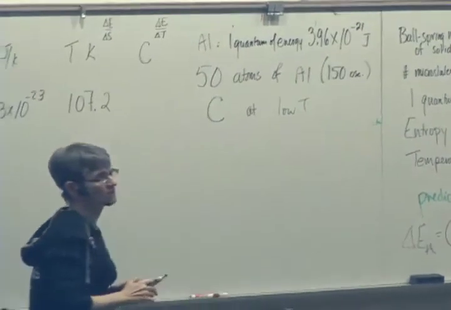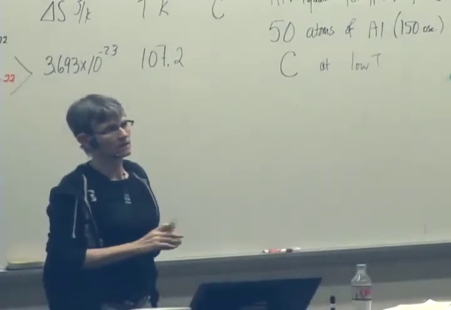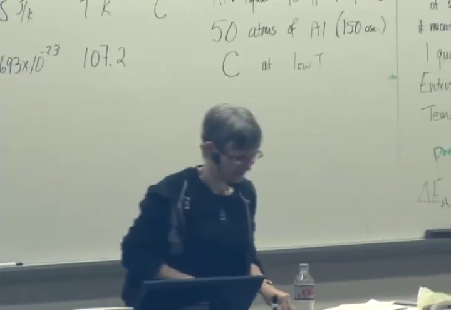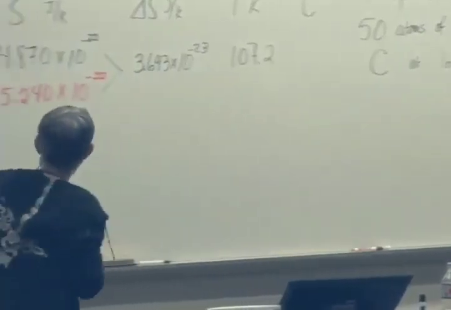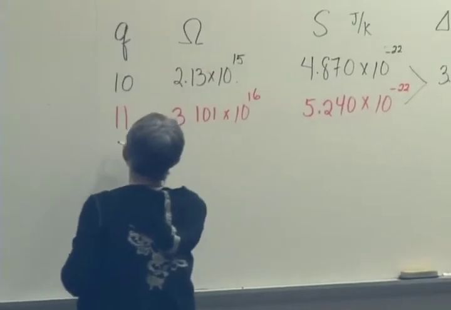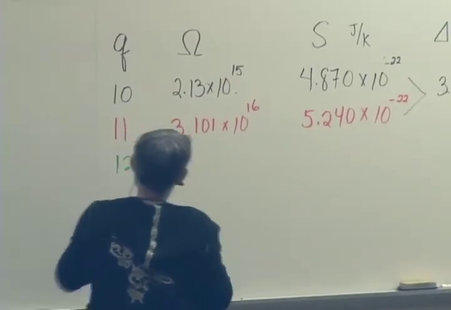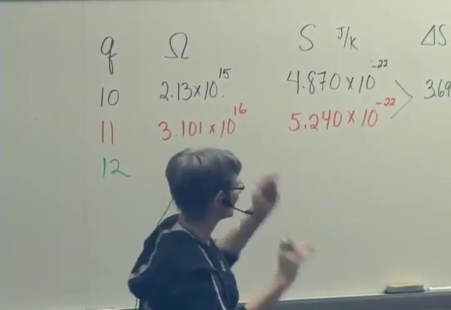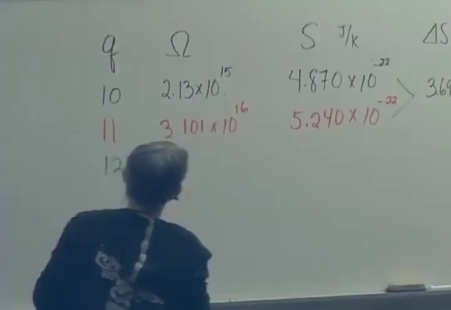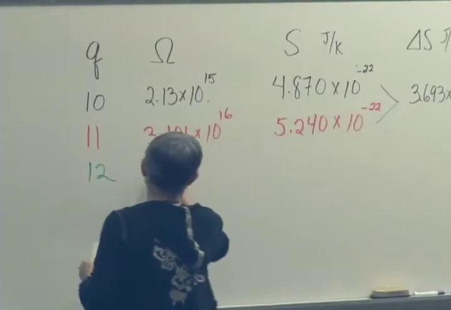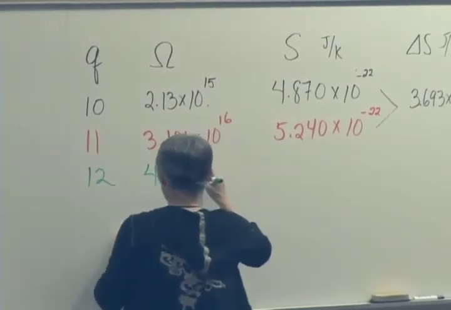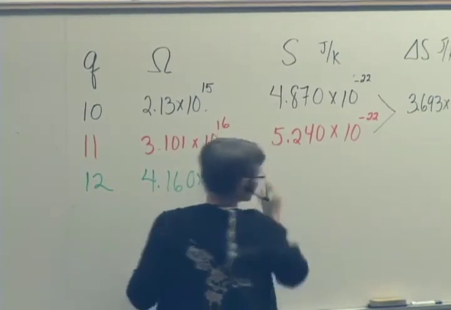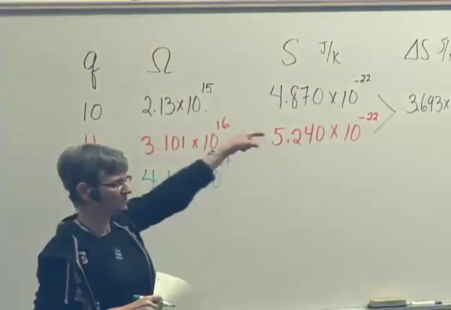Uh-oh. We only got one temperature. We better do it again. Okay, so 12 quanta. So how many ways are there of arranging 12 quanta among 150 oscillators? 4.160 times 10 to the 17th. What's the entropy?